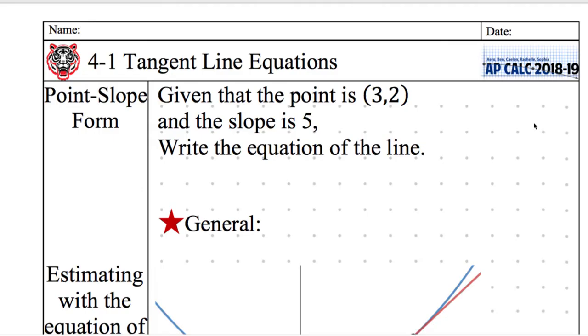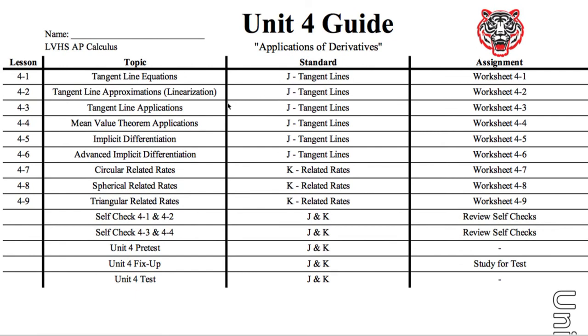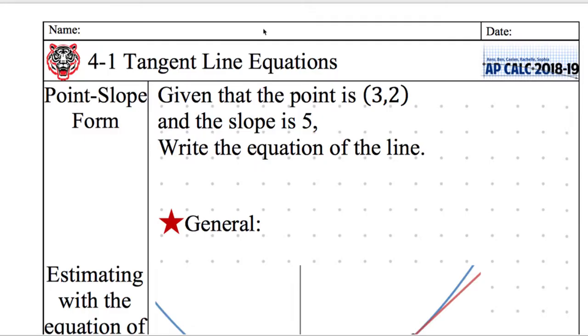This is AP Calculus Lesson 4-1, Tangent Line Equations. So we are on our new unit, of course. Here's our unit guide. We have 9 lessons, 2 self-checks, well a total of 4, 2 days of self-checks. Just like normal, that doesn't change until I think Unit 6.